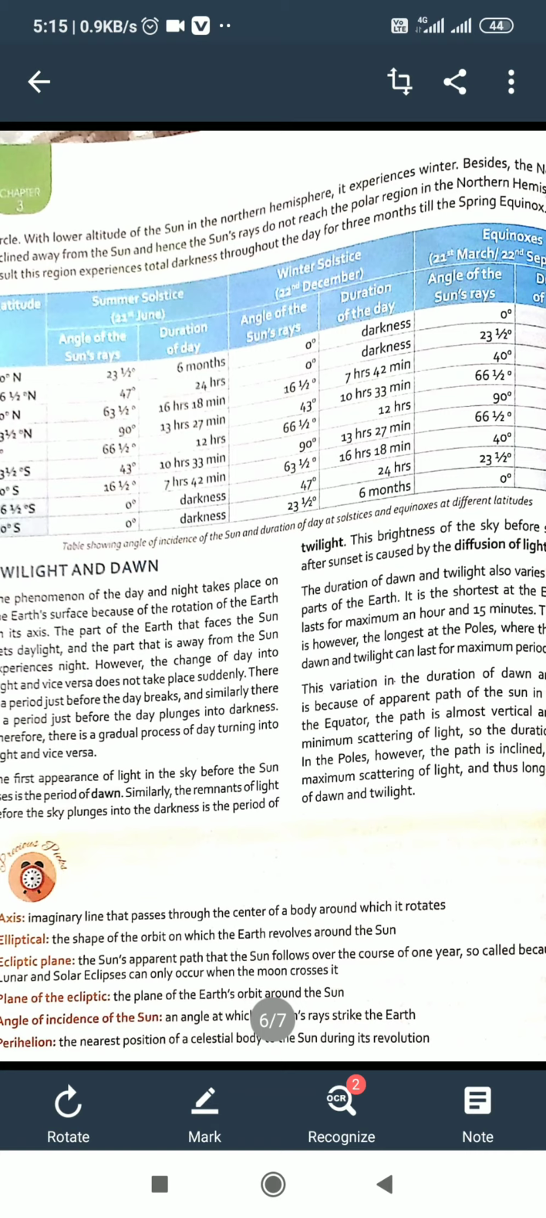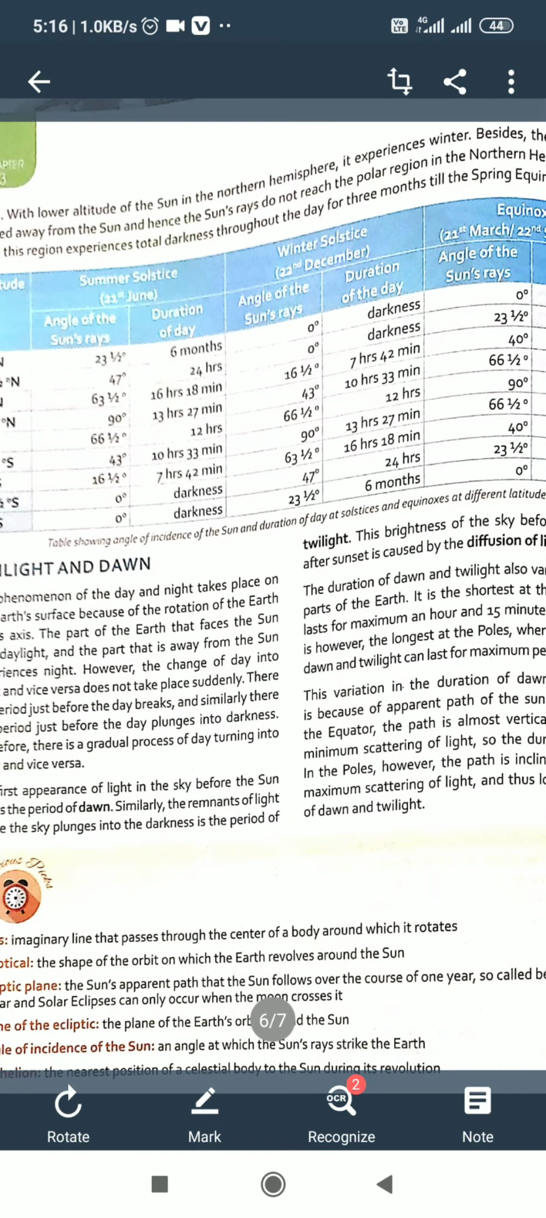June 21st, summer solstice. In that period, long days and shorter nights in the northern hemisphere. September 23rd, it is known as autumnal equinox, equal days and equal nights in both the hemispheres. December 22nd, winter solstice, longer days and shorter nights in the southern hemisphere. March 21st, vernal equinox, equal days and equal nights in both the hemispheres.